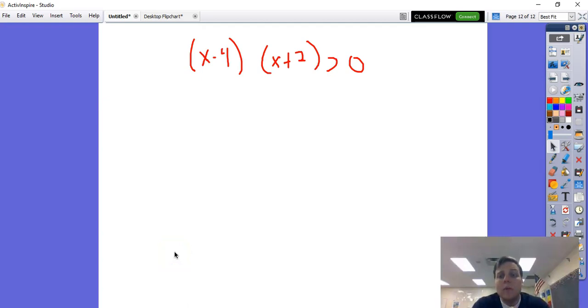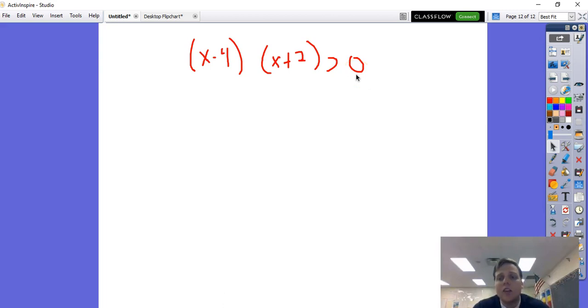Hey guys, so what I'm going to talk about is polynomial inequalities, okay? There are two ways we can solve polynomial inequalities. But first, you need to understand what the question's asking, okay? When we look at this question, it says x minus 4 times x plus 2 is greater than 0.